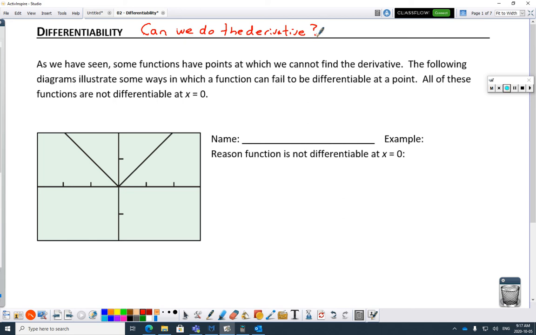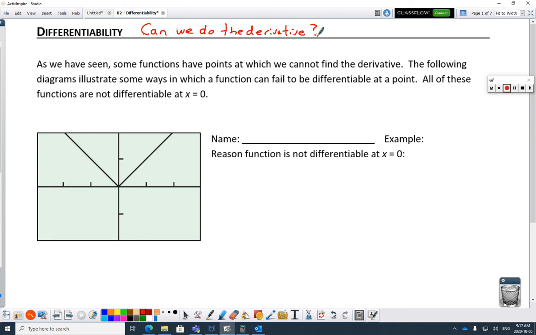And what I was trying to get through to you at the end of the week you were here before was doing the derivative means finding the tangent slope. So the question we're really asking today is, can we find the tangent slope? And the answer is yes, almost always. Almost always. Can we take the derivative? Can we find the tangent slope? And today's lesson is just, here's a few times where you can't take the derivative.